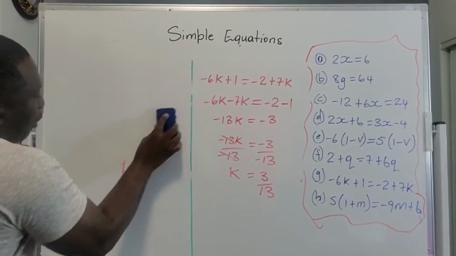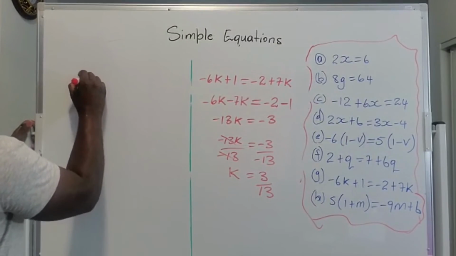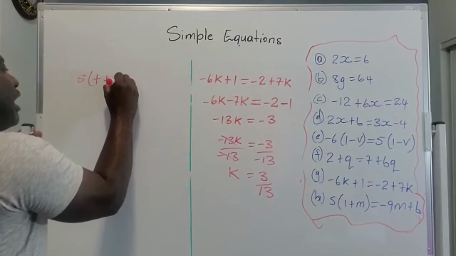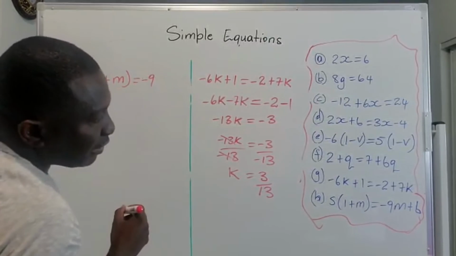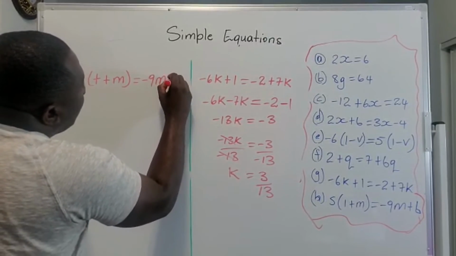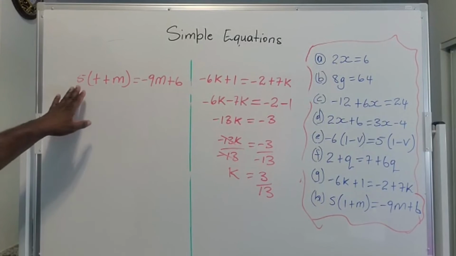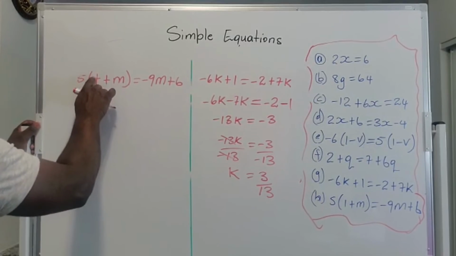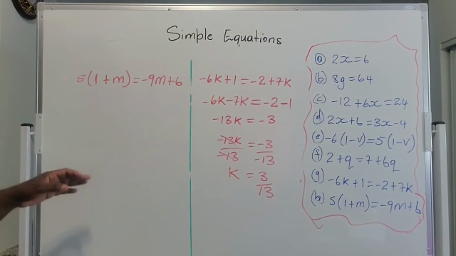And the final problem, which is going to be 5 open bracket 1 plus m close bracket is equal to negative 9m plus 6. So we need to get rid of the bracket. Sorry guys, this is 1. So we multiply whatever is in the bracket by what is outside.